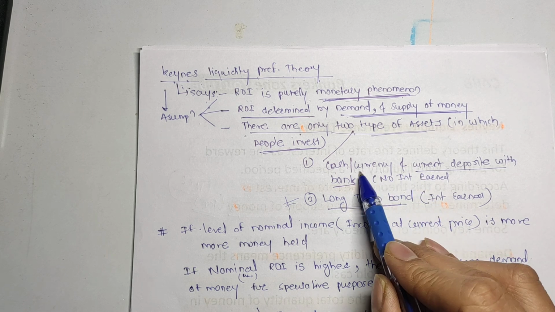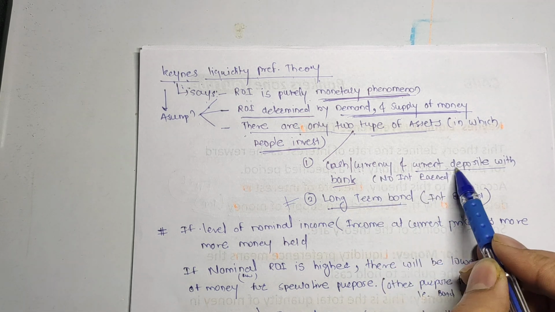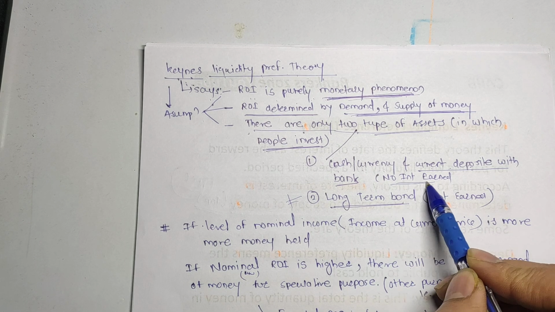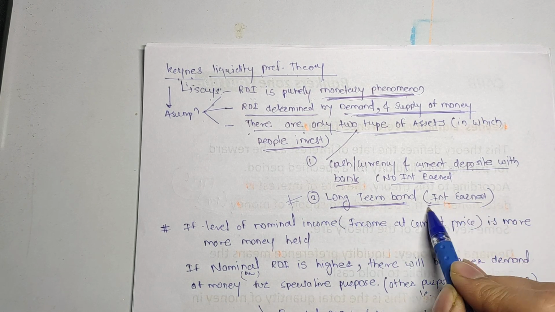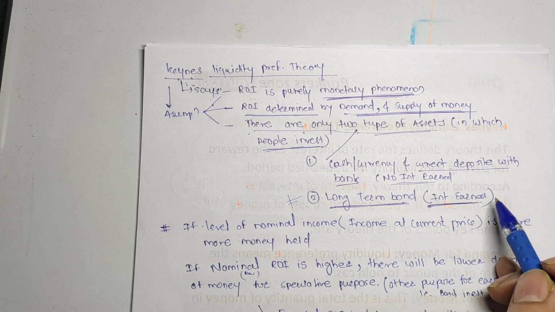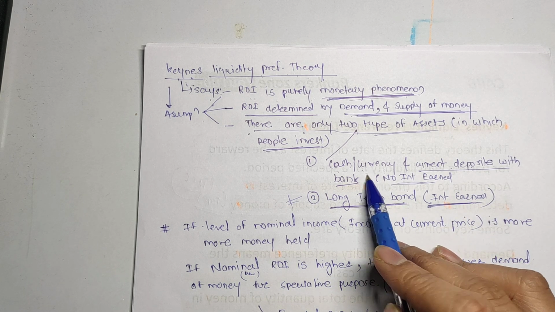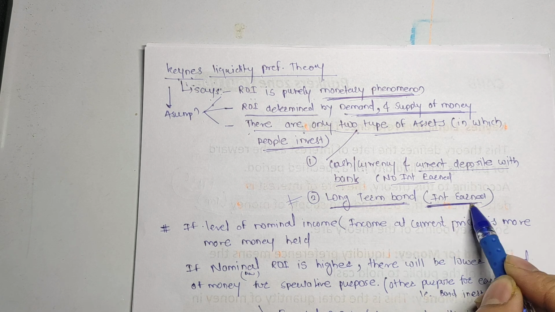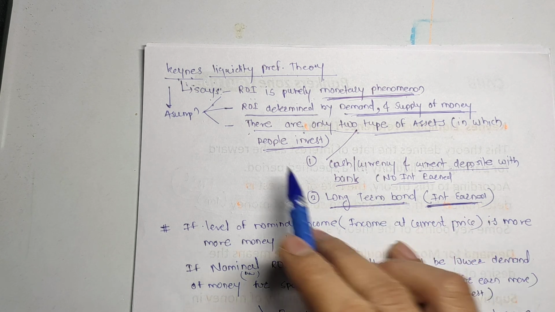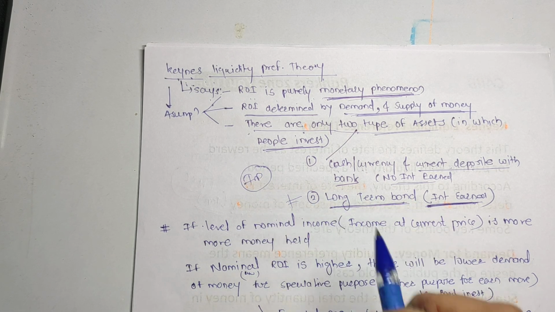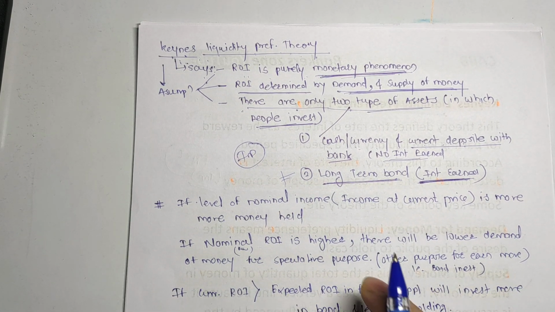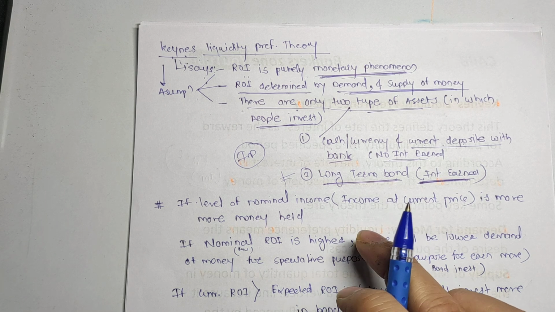And remember, in the cash or the currency or the current account balance, there will be no interest paid, whereas in the case of the long-term bond there will be interest earned. That means people can invest either at zero interest or mainly to earn interest. That is according to Keynes. Remember, this is very, very important. Each and every line from these slides onward can frame a question in your examination.